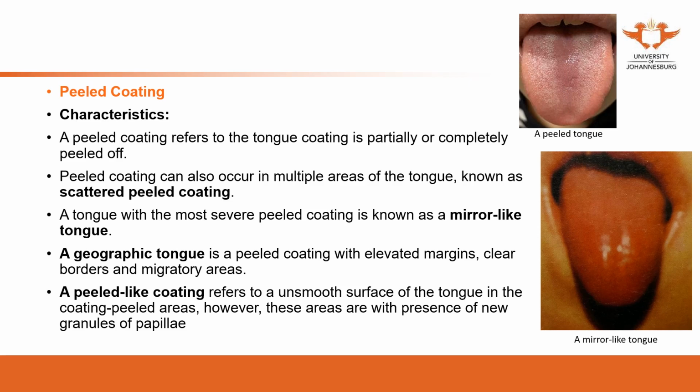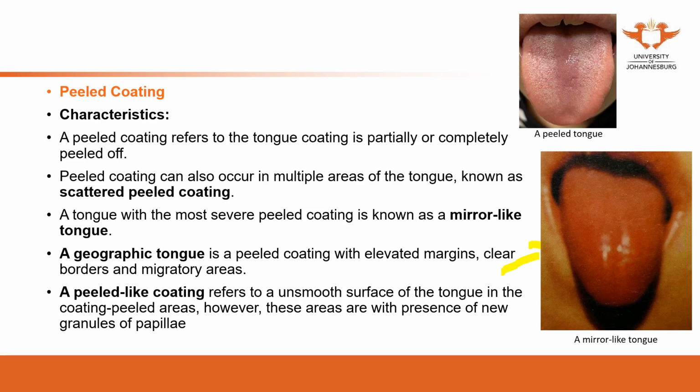A peeled-like coating refers to a smooth surface of the tongue in the coating peeled area. However, there is the presence of new granules of the papillae. So what does it mean here? The first one, this one is a peeled coating. But for this peeled coating, you need to ask whether it is from brushing the tongue, or from the disease.